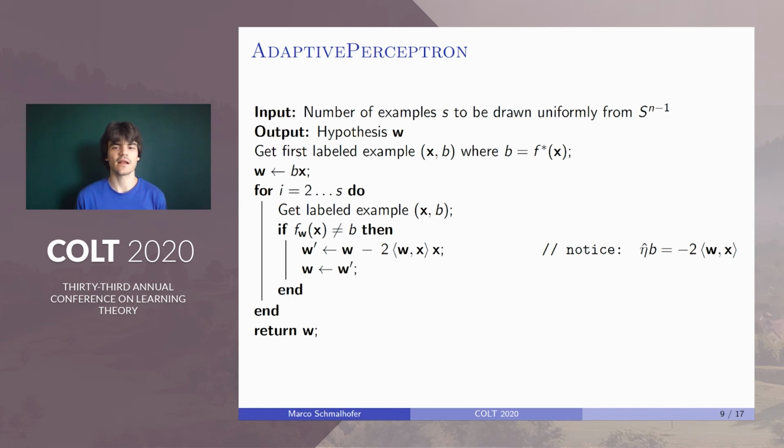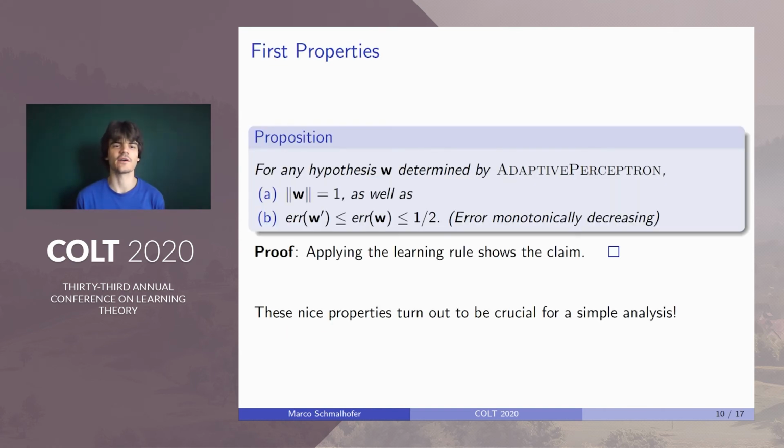Okay, and by a case distinction, one can see that this is exactly this update rule with the distances. It's a very simple algorithm, and it has also nice and simple properties which are crucial for the analysis. The first one is this small proposition that says each hypothesis of this algorithm has norm 1, and after each update, the error is decreasing. These are nice properties, especially the monotonicity of the error, and turn out to be crucial for a simple analysis.